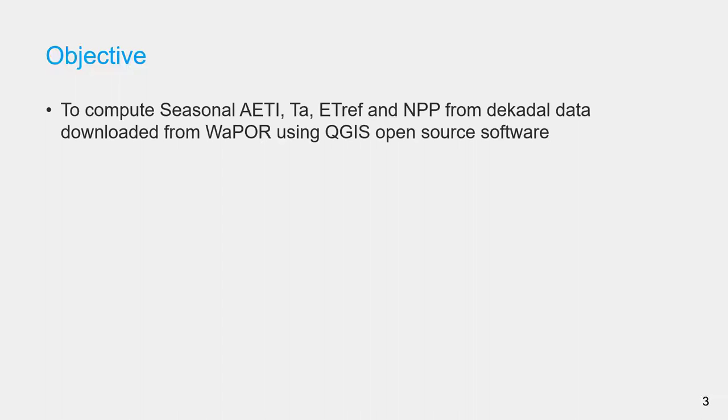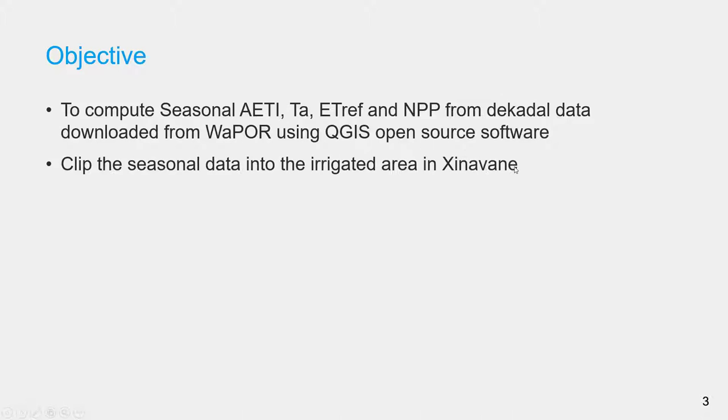The main objective of this lecture is to show you how to compute seasonal actual evapotranspiration and interception, actual transpiration, reference evapotranspiration, and net primary production from decadal data downloaded from WAPOR using QGIS open source software. Following which, I will also show you how to clip the computed seasonal data into the irrigated area in Sinavane.